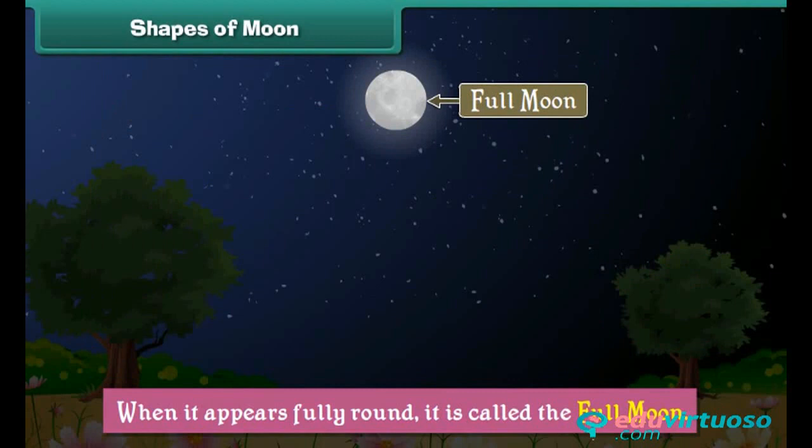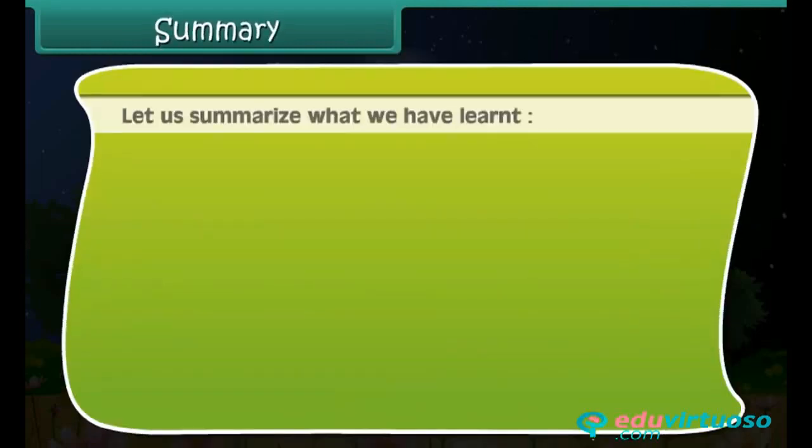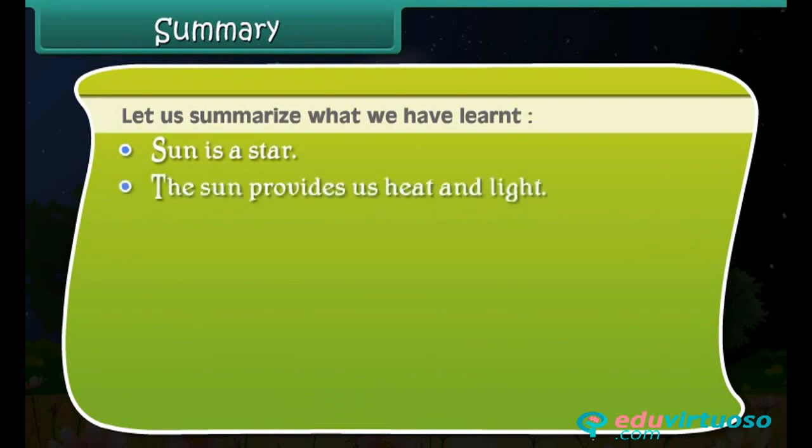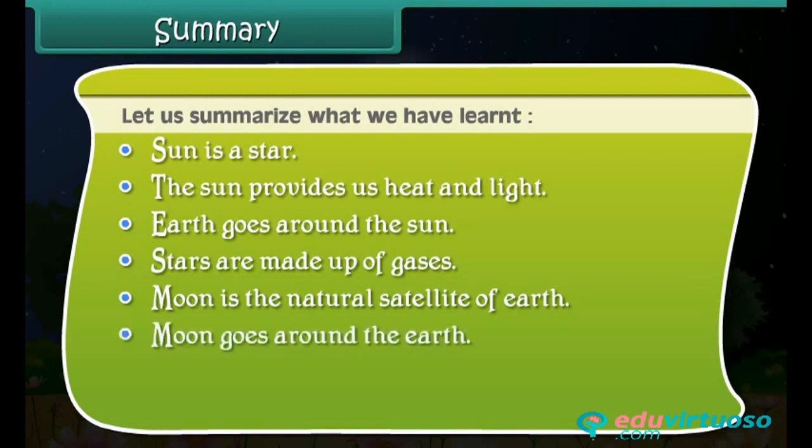Summary. Let us summarize what we have learned. Sun is a star. The sun provides us heat and light. Earth goes around the sun. Stars are made up of gases. Moon is the natural satellite of Earth. Moon goes around the Earth. Moon reflects sun's light. The shape of the moon changes continuously.